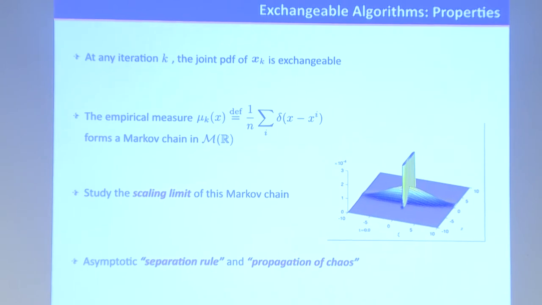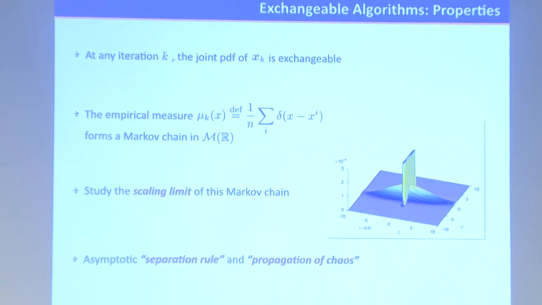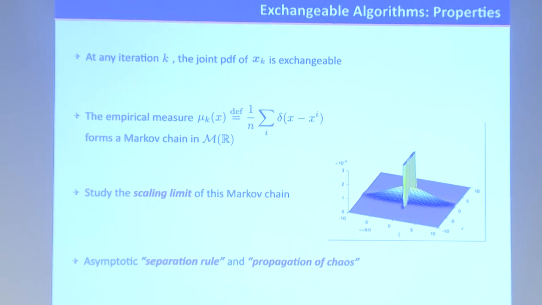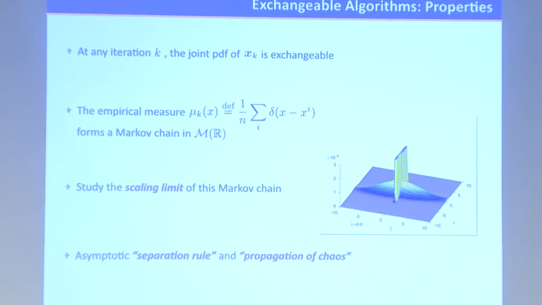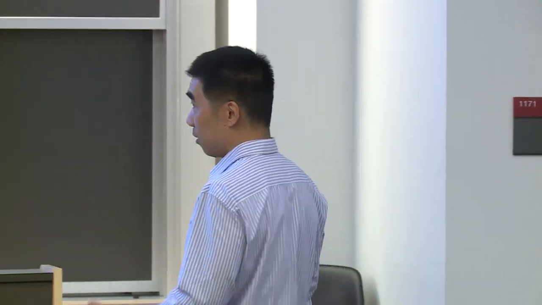And second, the empirical measure, mu k, themselves form a Markov process, but in the space of measures, so it's a measure-valued Markov process. So what we can do is to study the scaling limit of this Markov process. The last consequence is that we have this so-called asymptotic separation rule. If the empirical measure converges, and if it's exchangeable, then different coordinates are asymptotically independent. And this is a fundamental reason that the analysis can be made.